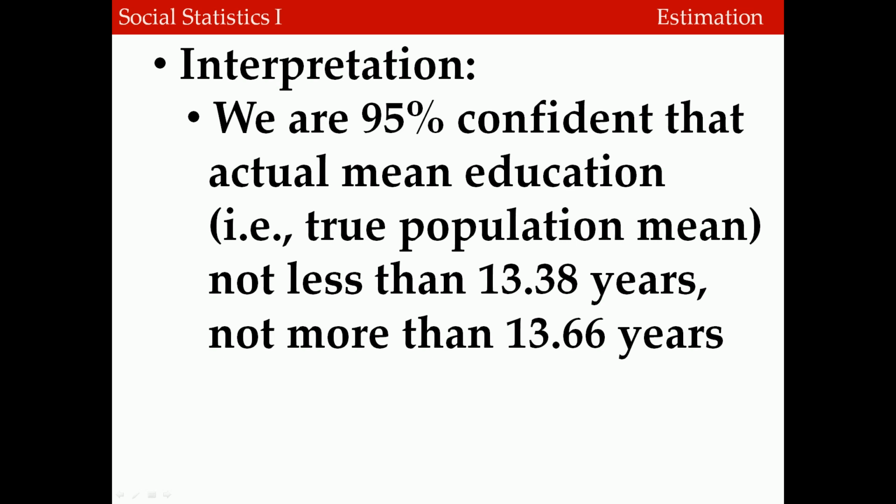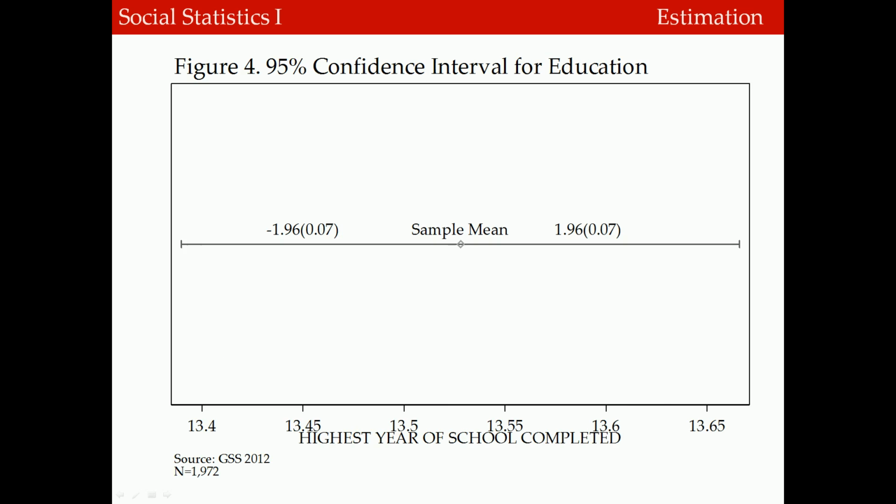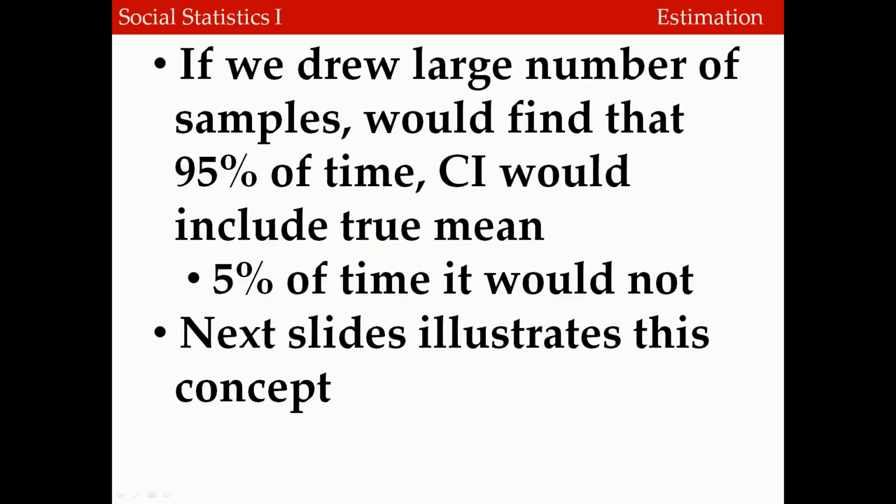How do we interpret that range? Well, we can say that we're 95% confident that the actual mean education, that is the true population mean education, is not less than 13.38 and not more than 13.66 years. If we illustrate that graphically, we can see that we've created an interval centered around the sample mean that extends to the left and to the right of that sample mean by a value equal to the product of the z-score, 1.96, and the standard error, 0.07.